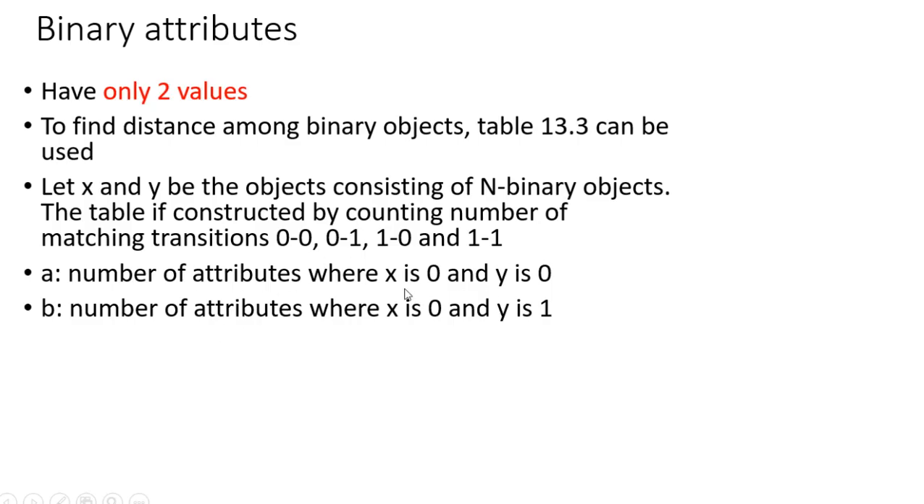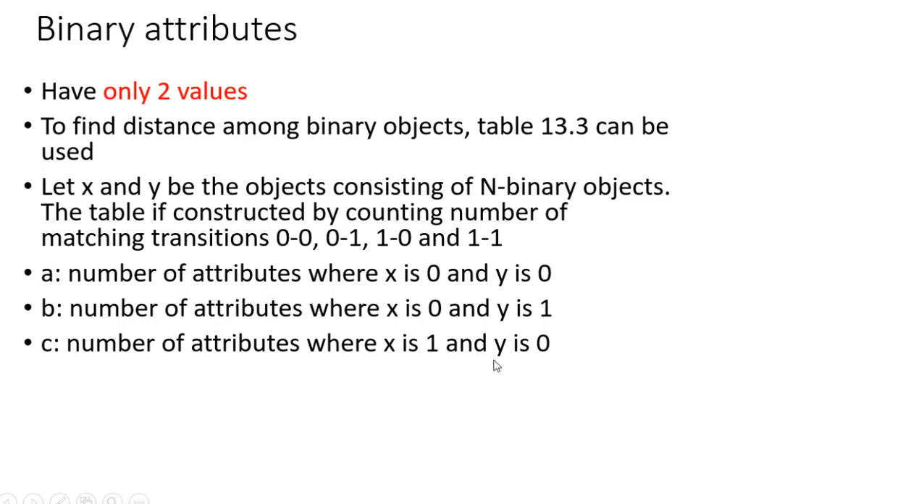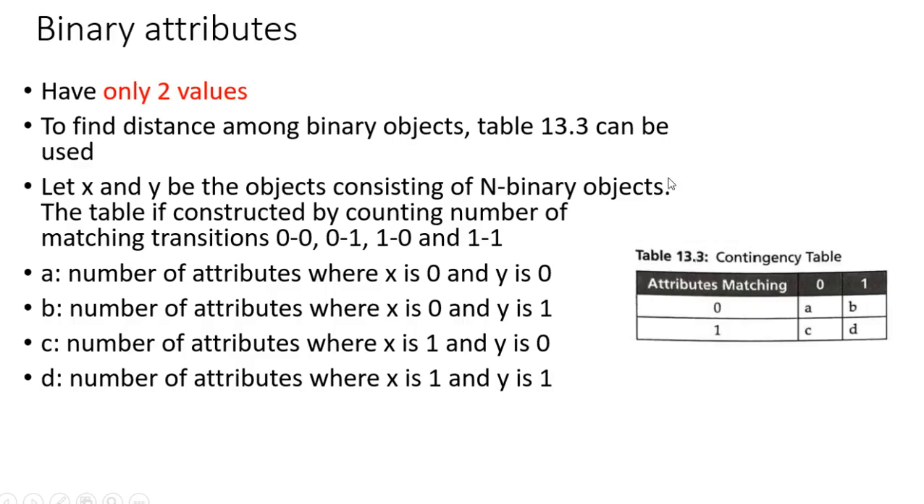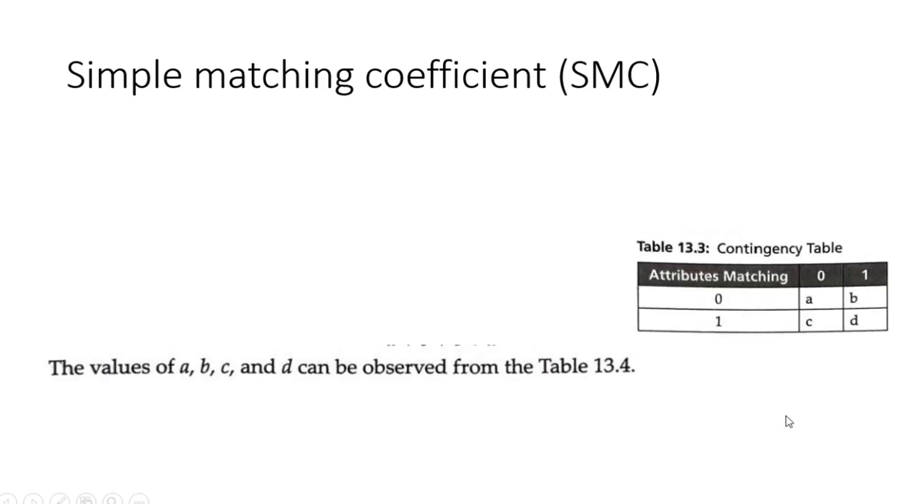So let's say a is the number of attributes where x is 0 and y is 0. b is the number of attributes where x is 0 and y is 1. c is the number of attributes where x is 1 and y is 0, and d is where x is 1 and y is 1. In such a case, you need to come up with a table like this, which we call a contingency table. So in the case of binary attributes, if you have to find the distance, this is how you come up with a table. Just write 0 1, 0 1 for the two values x and y, and a, b, c, d are the values for these different combinations of x and y. Let's say the horizontal axis is y, the vertical axis is x. This is how you get the a, b, c, d values.